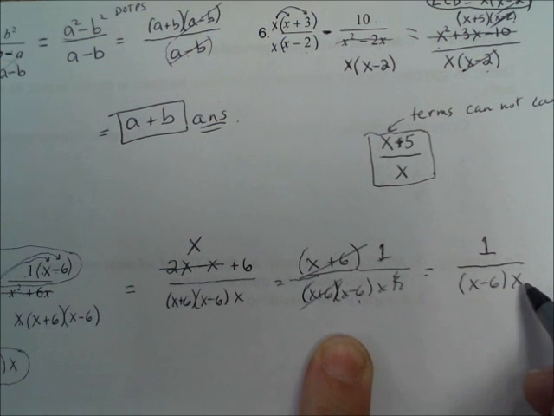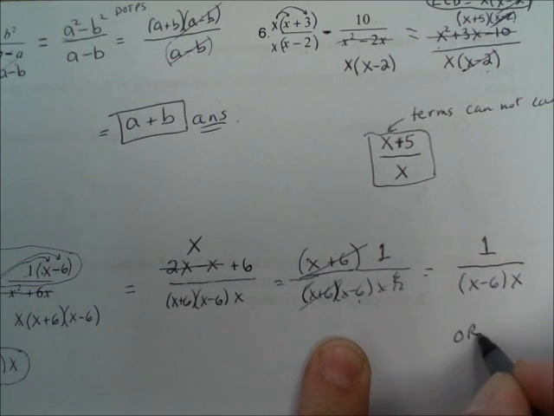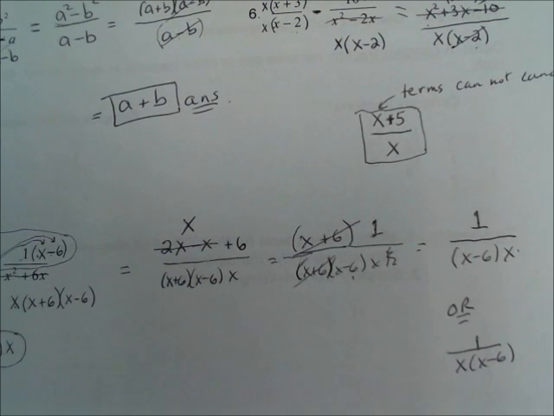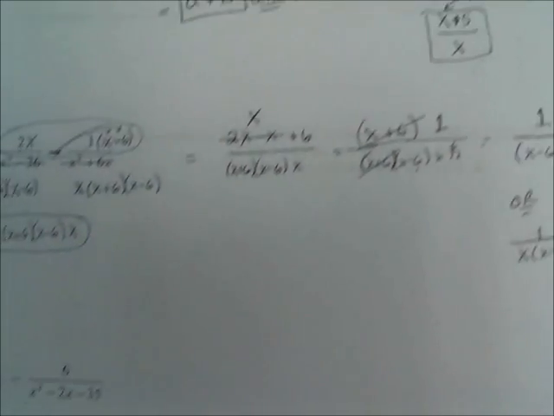And you can leave it like that if you want, or you can put the x in the front if you want. They're both correct. Or if you want to distribute this, this can say 1 over x squared minus 6x. It really doesn't matter. They're all correct. So there are many ways to write that correct answer.